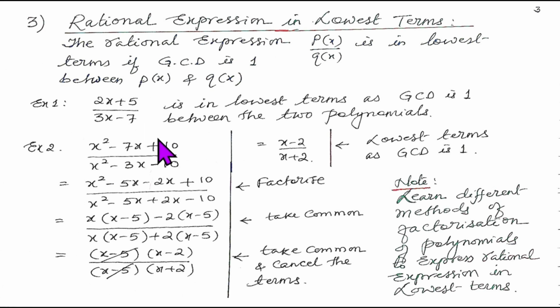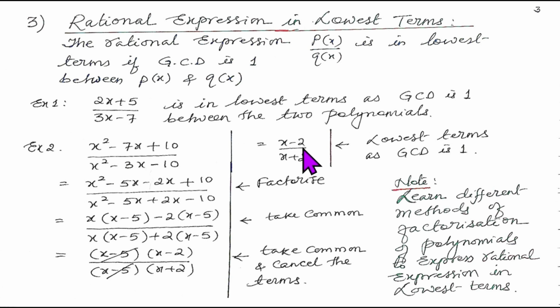Now, let us take one more example, x square minus 7x plus 10 divided by x square minus 3x minus 10. We do not know whether they have a common factor or not, so we have to factorize both p(x) and q(x). We can factorize by the middle term splitting method. I find the factors of x square minus 7x plus 10 and x square minus 3x minus 10 as (x minus 5)(x minus 2) and (x minus 5)(x plus 2). x minus 5 cancels. It is x minus 2 divided by x plus 2, which is in the simplest form.